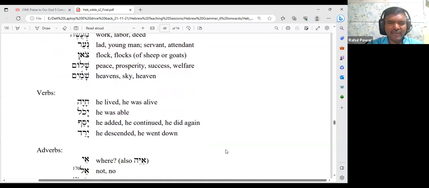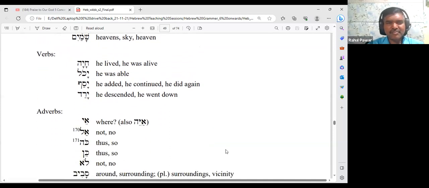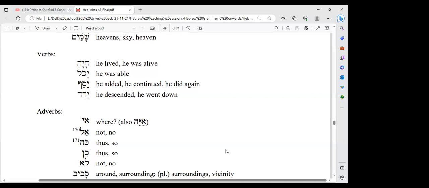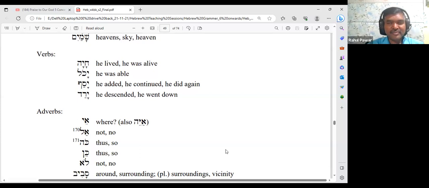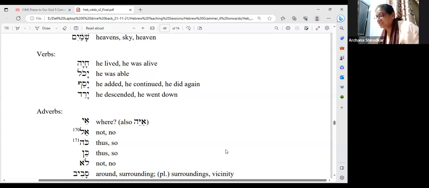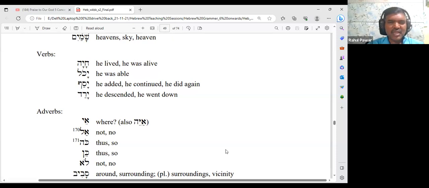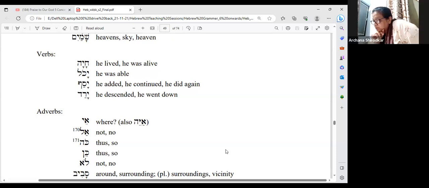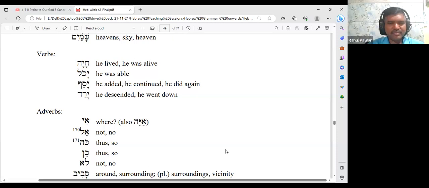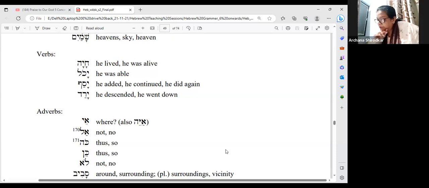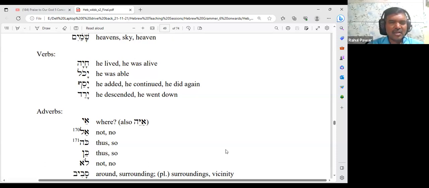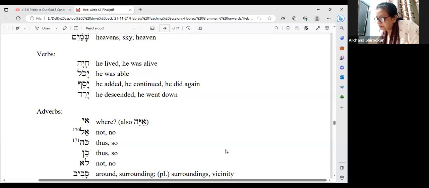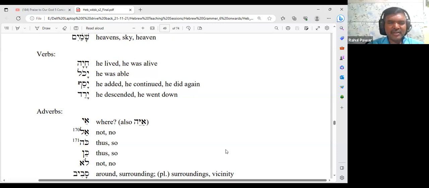Shamayim: heavens, sky, heaven. Then the verb is chaya. Not haya, sorry, chaya. He lived, he was alive. Then yakol: he was able. Yasaf: he added, continued, he did again. Yarad: he descended, he went down.